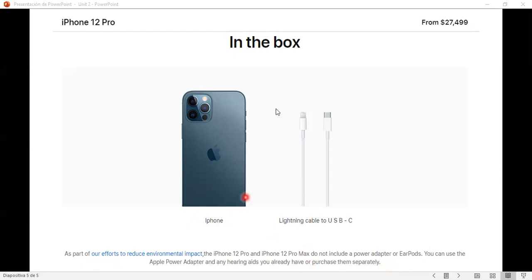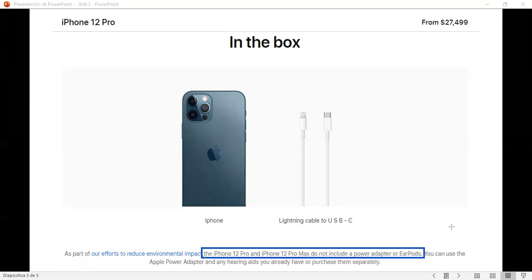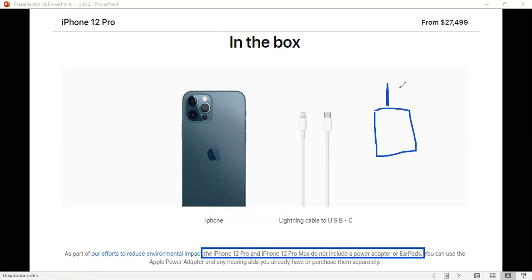Thank you. So, what is the main impact here? This is the impact I highlighted here. The iPhone 12 Pro and iPhone 12 Pro Max do not include a power adapter. That means I miss something here. What do I miss? Well, I miss the little square that I connect to the light. So I miss this adapter.